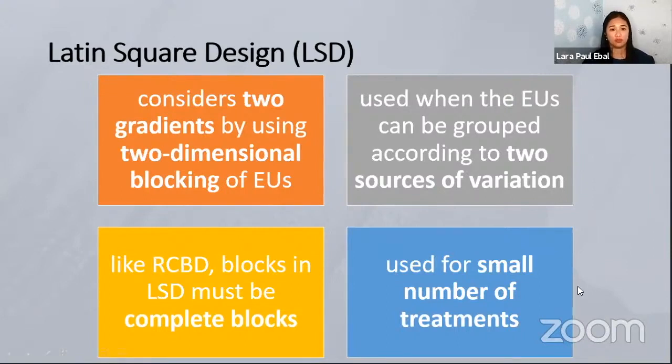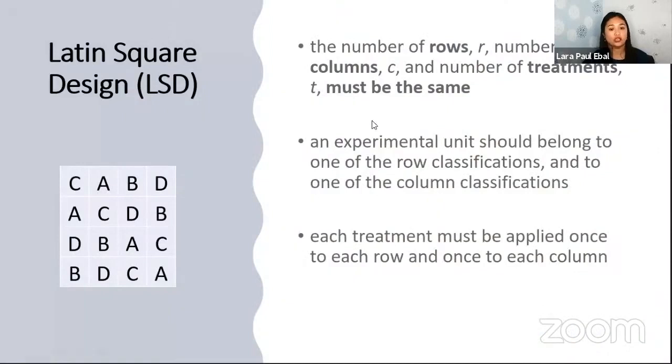It is used for a small number of treatments. The disadvantage here is we can only use this if we have a small number of treatment levels. Why? Because this will also dictate your number of rows and your number of columns. The number of rows, the number of columns, and the number of treatments must be the same. So dapat parehas yung rows, columns, and treatments. An experimental unit should belong to one of the row classifications and to one of the columns. So we only see treatment A in that row once lang, and in that column once lang din. So each treatment must be applied once to each row and once to each column.